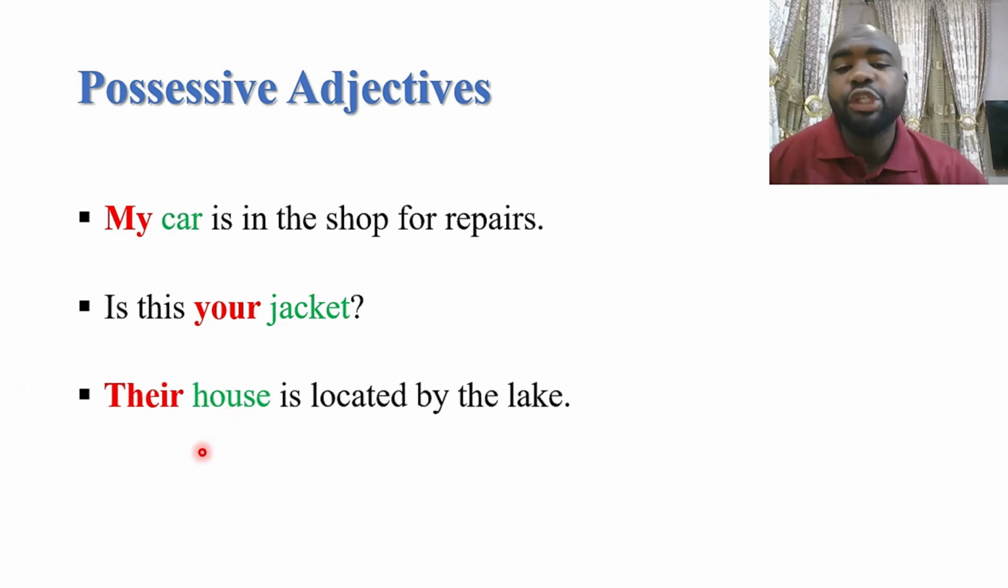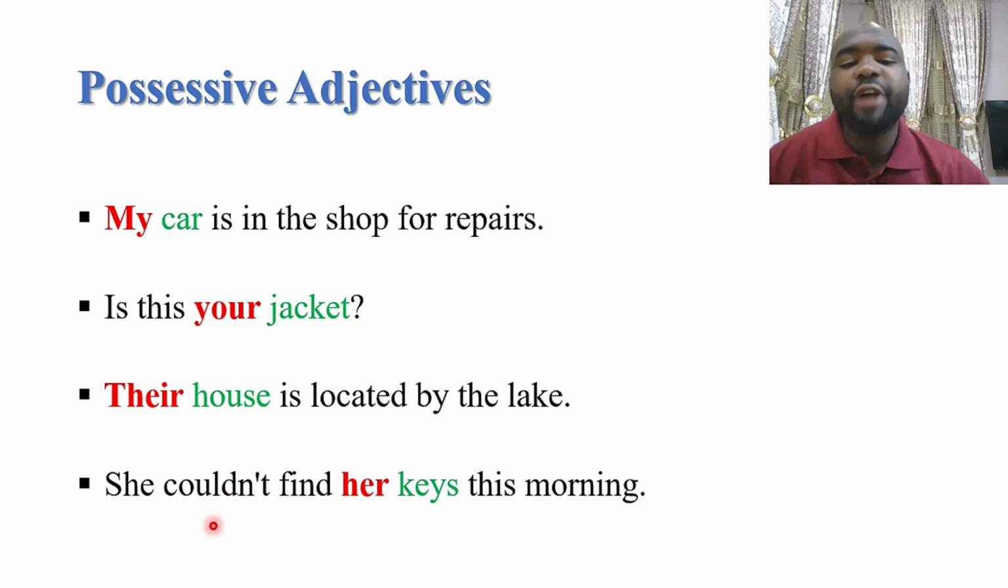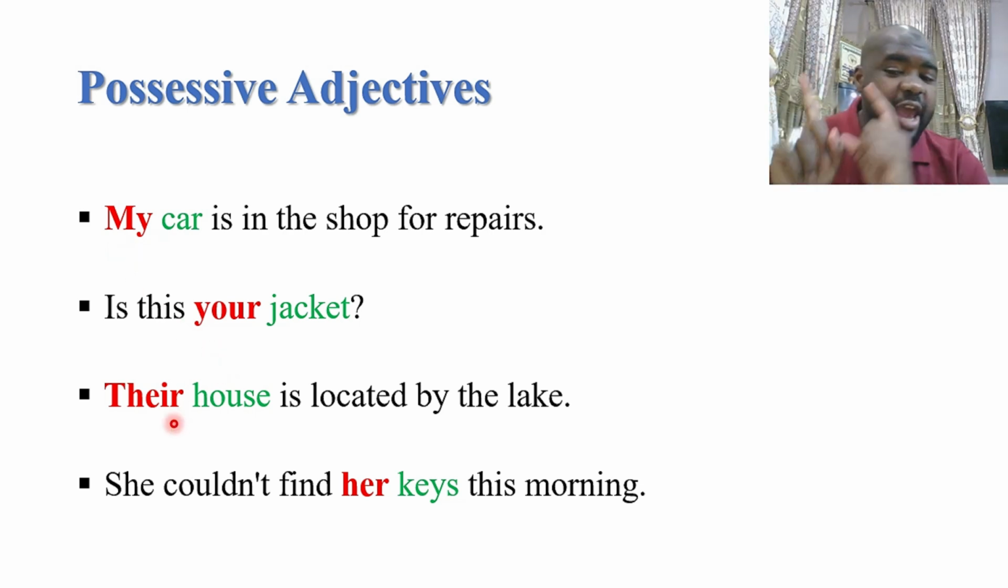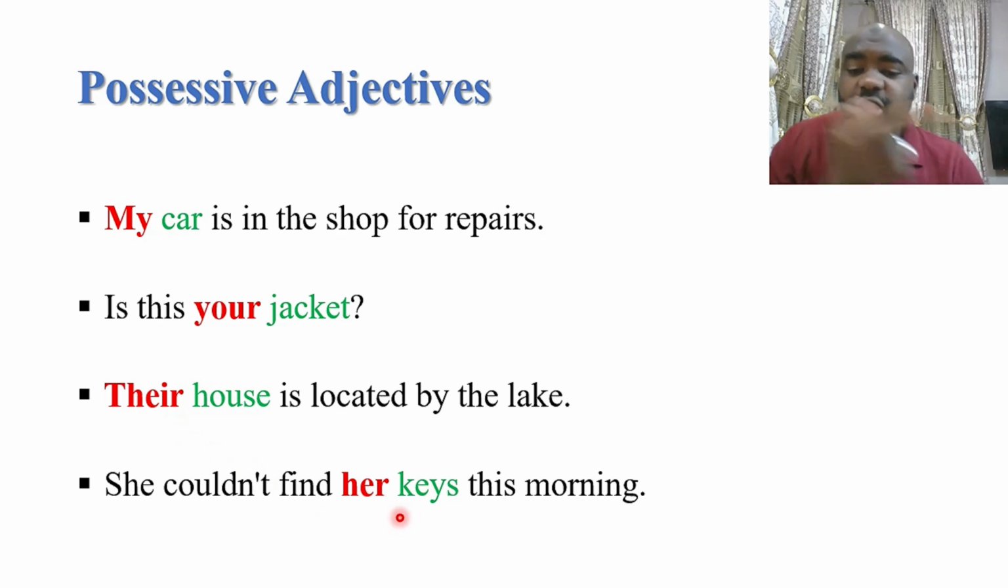Their house is located by the lake. She couldn't find her keys this morning. Now, my car, your jacket, their house, her keys, all these adjectives show possession, ownership, sense of belonging.